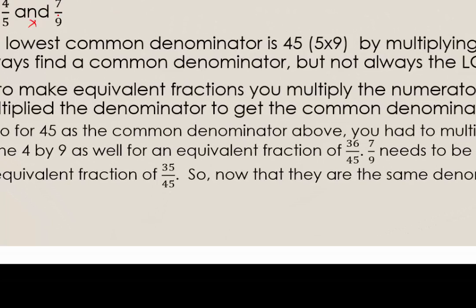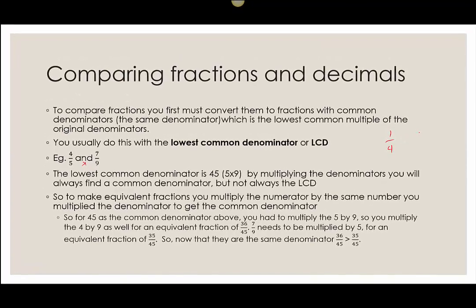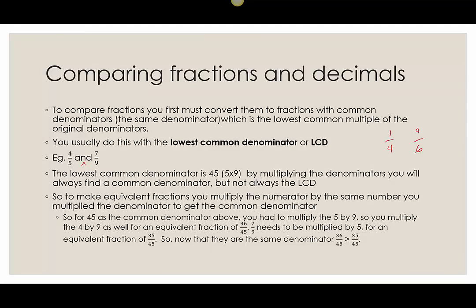You can always find a common denominator by multiplying your two denominators together, but it may not always be the lowest. It will always be a common one, but it may not be the lowest. An example of this might be 1/4 and 4/6. If you multiply 4 times 6 together, you get 24, which is certainly a common multiple, but it's not the lowest. The lowest common multiple of both of these would be 12. So you can always get a common denominator this way, but it may not always be the lowest. The lowest common denominator of our first two fractions does happen to be 45.